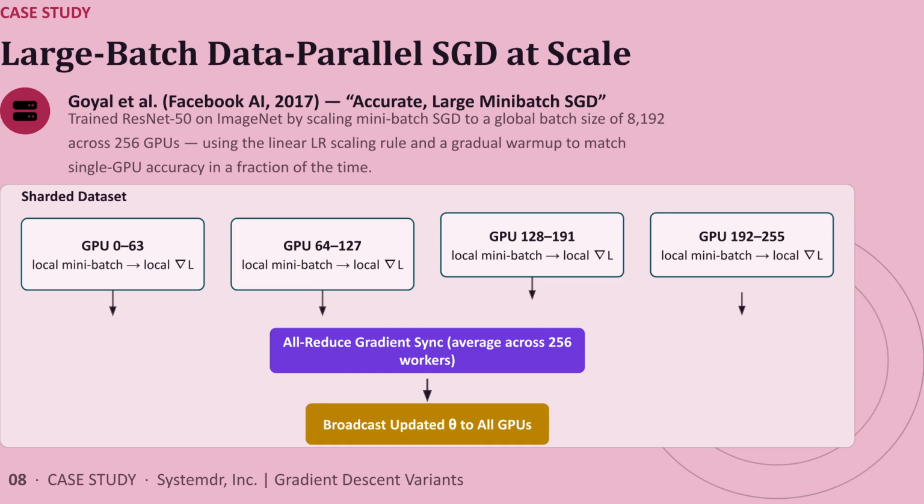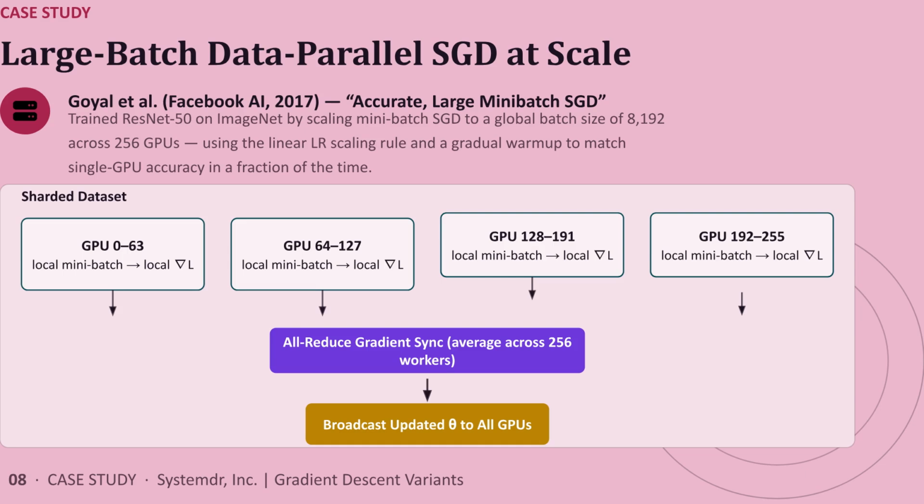Here's how the architecture works, and it's exactly the pattern from the previous slide, applied at scale. This is data parallelism. The model is replicated on every one of those 256 GPUs, and the dataset is sharded, so each GPU computes its own local mini-batch gradient completely independently. Then comes all reduce.